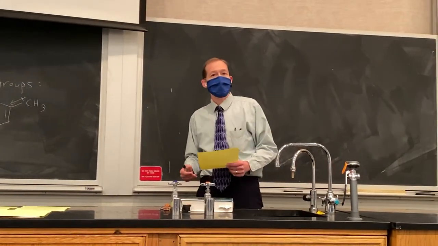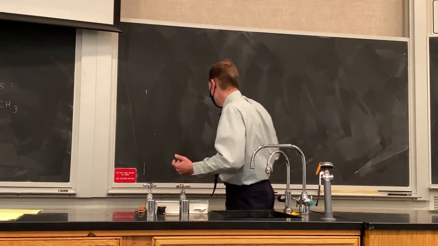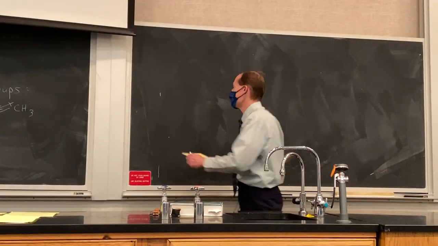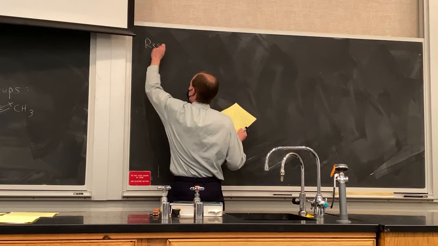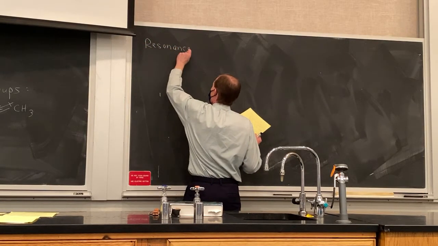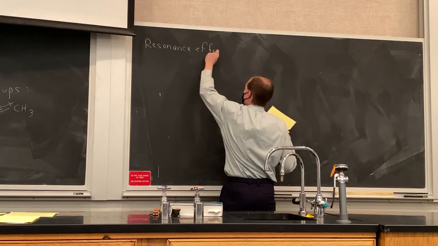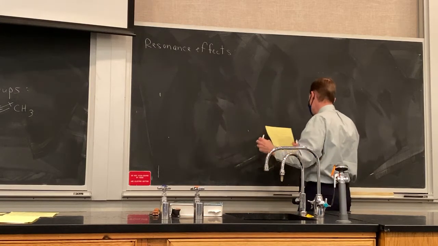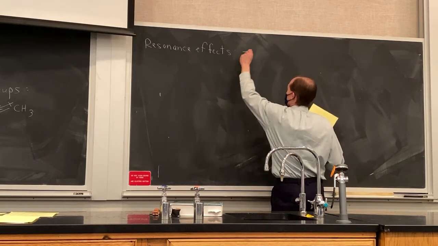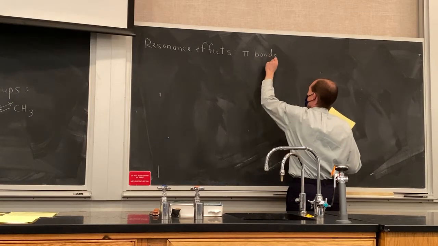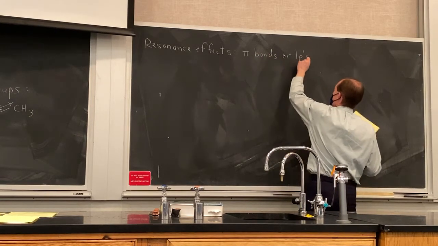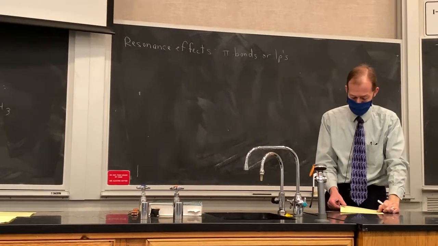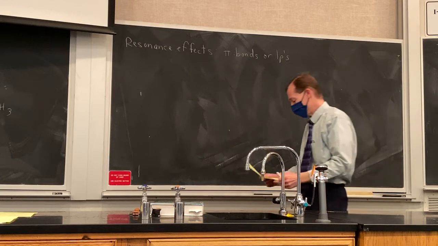Okay. So let's look at resonance effects that we can see with different substituents. In order for there to be resonance effects, we have to have either pi electrons or lone pairs, so pi bonds or lone pairs on the atom that is attached to the benzene ring. That's the only way we'll be able to have resonance effects.